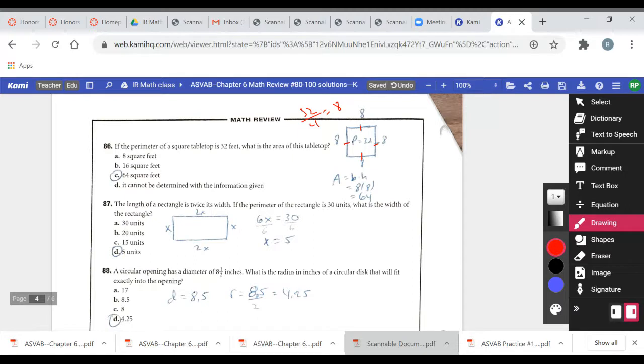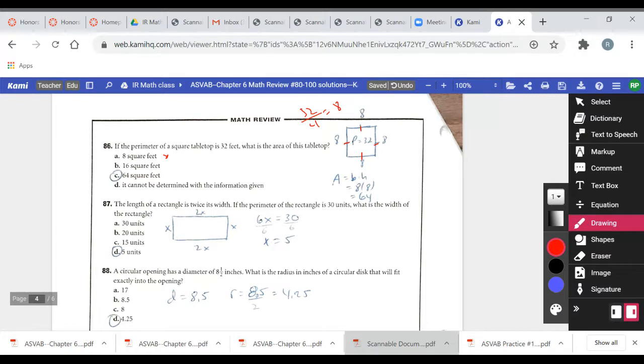But now the question's saying to be careful not to select the 8. Sometimes the common mistake answers are answer choices. So be careful. What's the question actually asking for? In this case, I can go 8 times 8 because the area of a square is base times height. So 8 times 8 gives me 64, which is C.